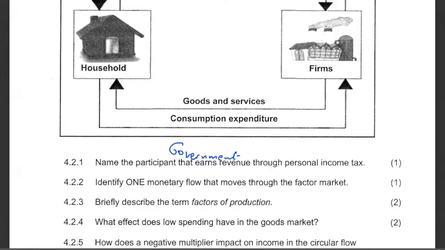Identify one monetary flow that moves through the vector market. This is nothing but income, and remember, this is the income that is received by households after selling the vectors of production in the vector market to firms, so that firms can produce, process or manufacture goods and services.